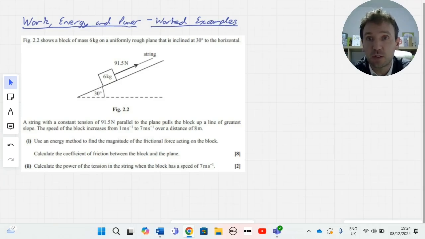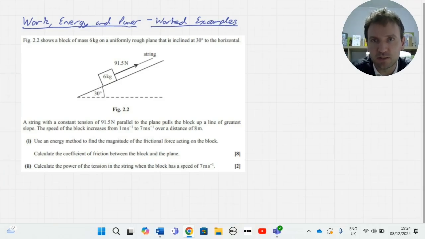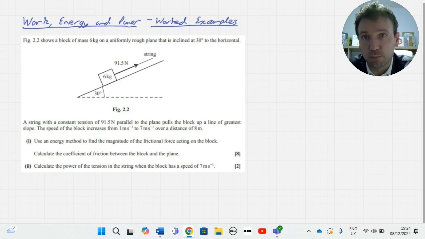This video will cover 3 past paper questions as worked examples on the topics of work, energy and power. So in this first question we're going to look at, we've got this block being pulled up a slope by a tension of 91.5 newtons.